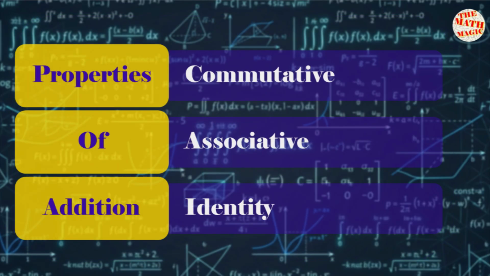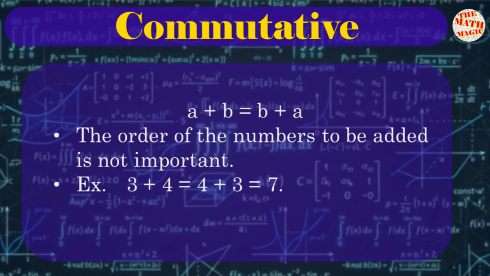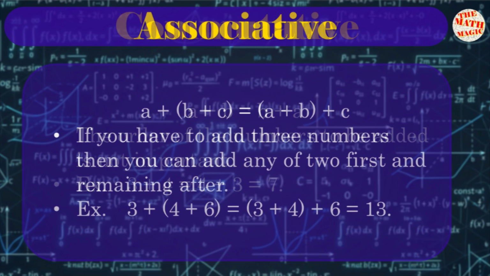Now we have arrived at the properties of addition. There are 3 properties of addition: first commutative, second associative, and third identity. The commutative property of addition tells us that the order of the numbers to be added is not important. We can get 7 as an answer with both 3 plus 4 and 4 plus 3.